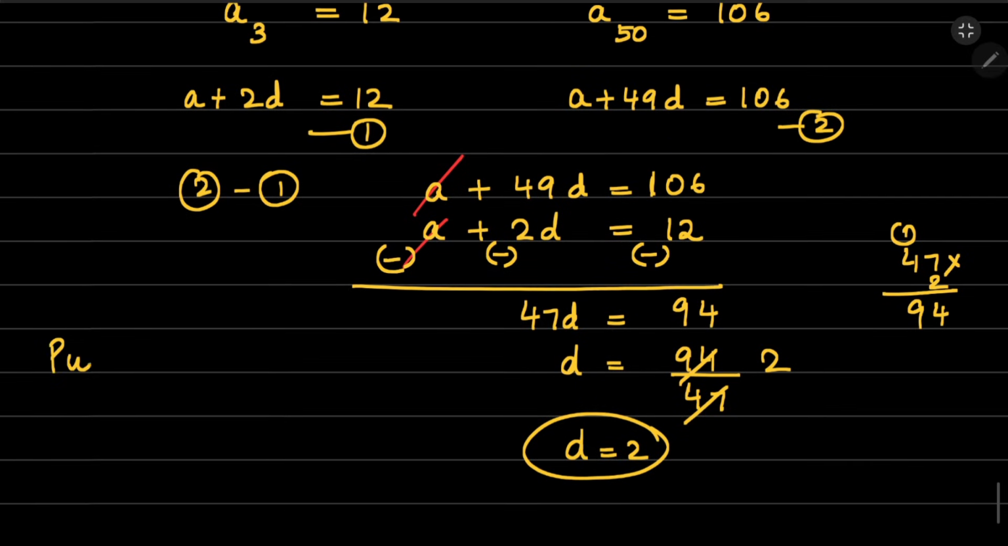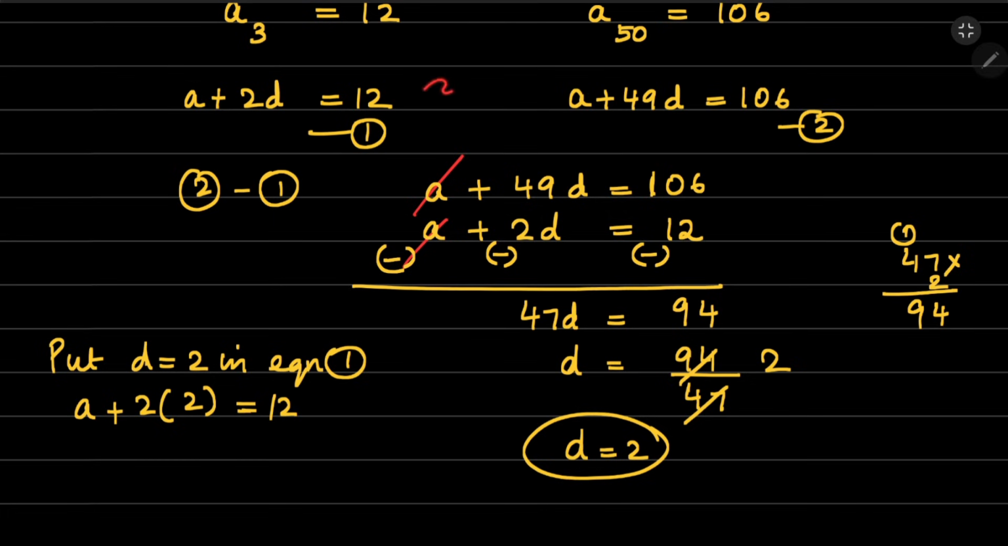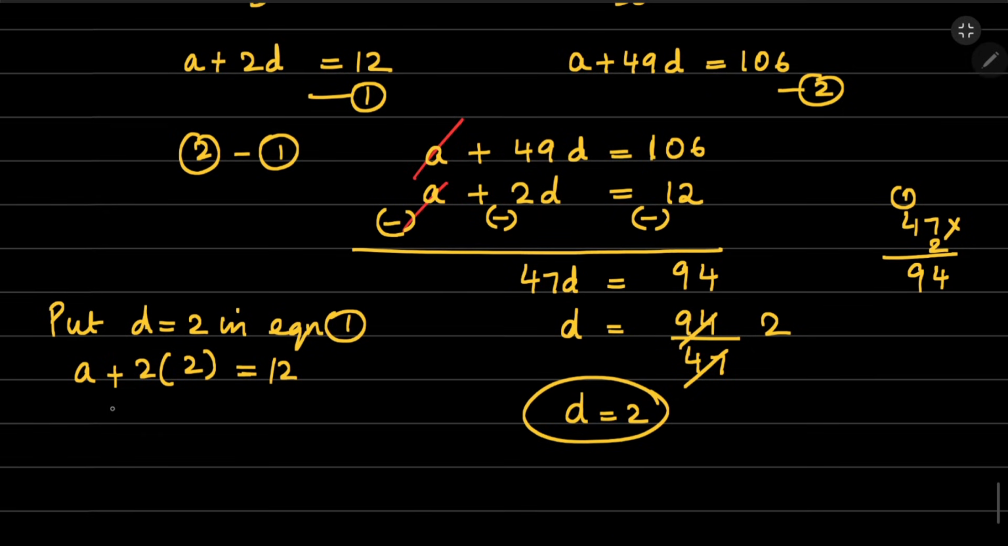So let's put D equal to 2 in equation 1, and you can get A. So A plus 2 into D, which is 2, is equal to 12. I'm putting it in the first equation. In this equation, we are putting the value of D as 2. So A plus 4 is equal to 12. A is equal to 12 minus 4, which is equal to 8.